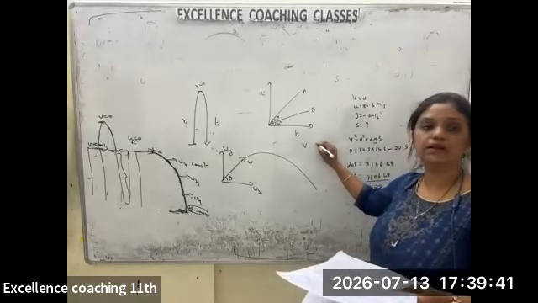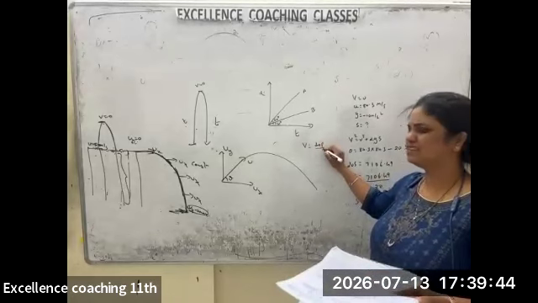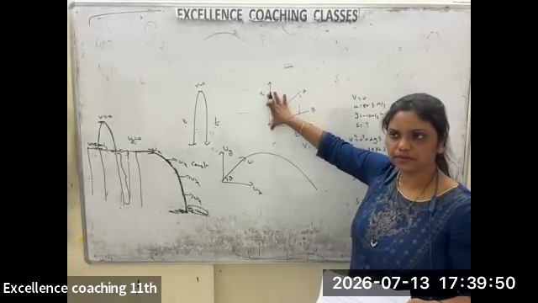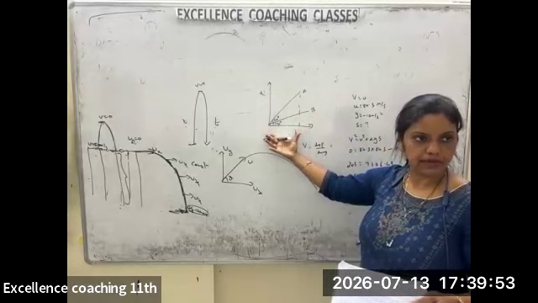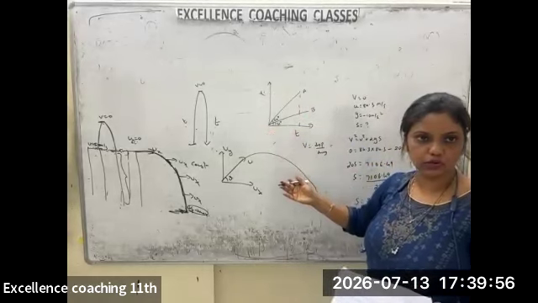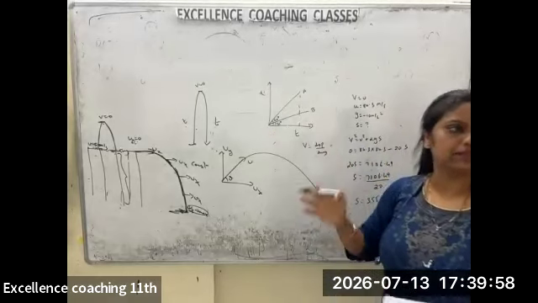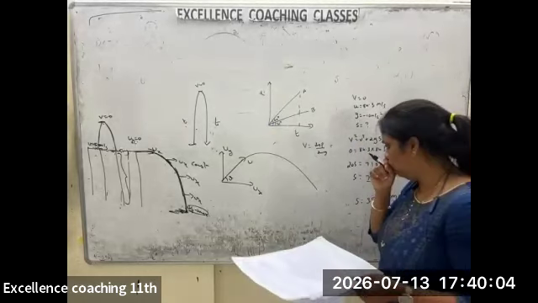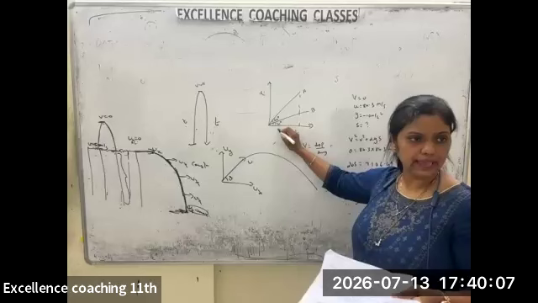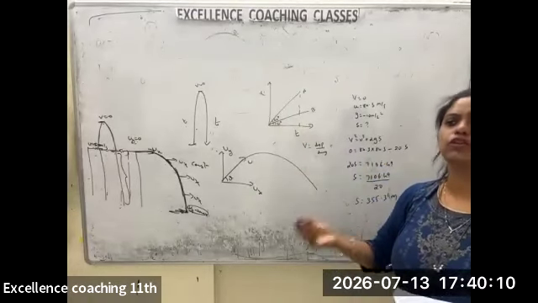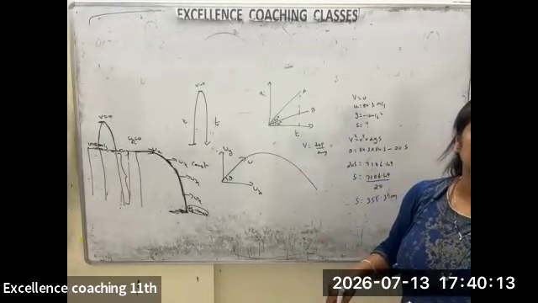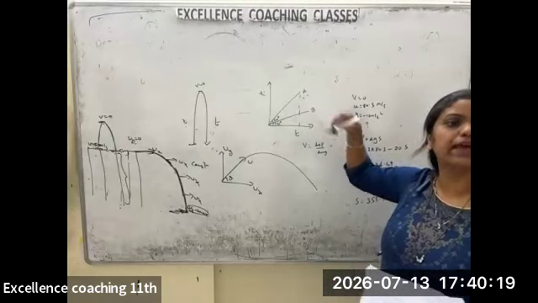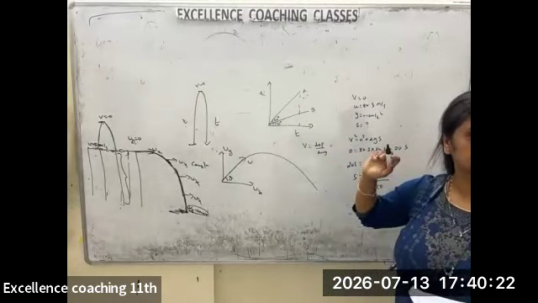Velocity is what? Formula. Displacement upon time. So the slope of the x-t graph gives you what? Velocity, no? Slope means angle. The greater the angle, the steeper the slope. So 60 is greater than 30. So A will have a higher slope, so A will have higher velocity. Correct.